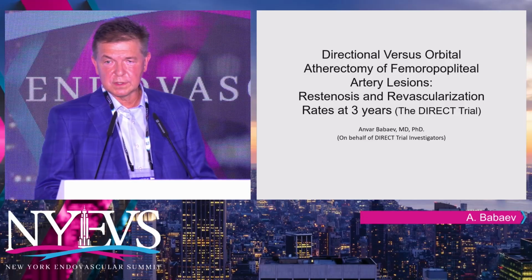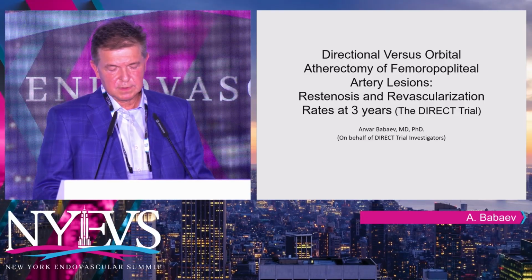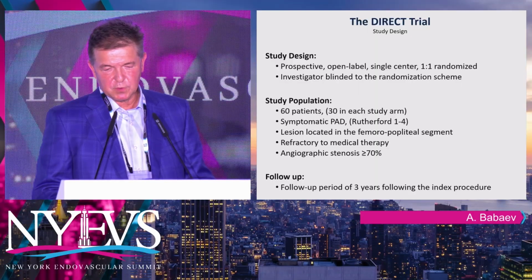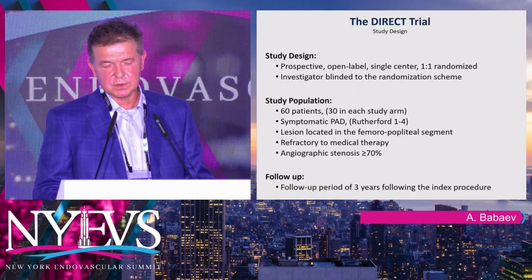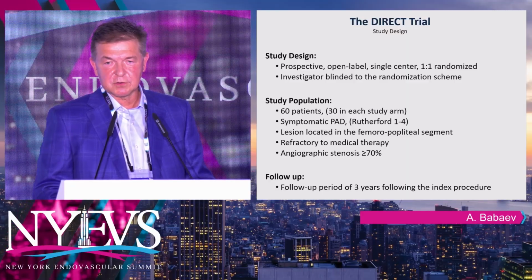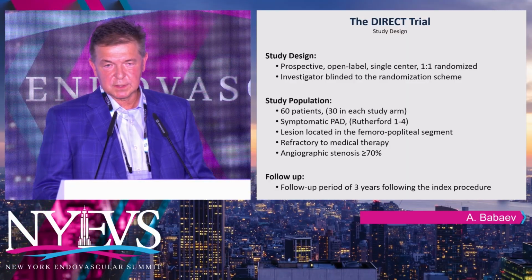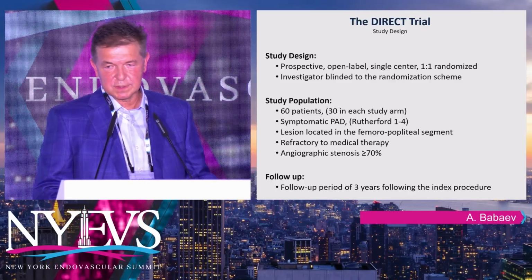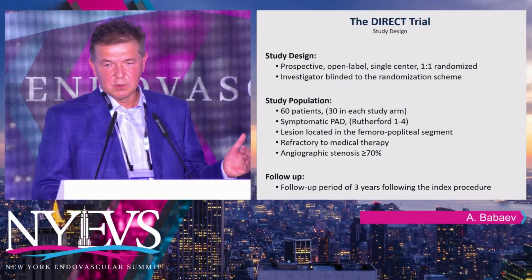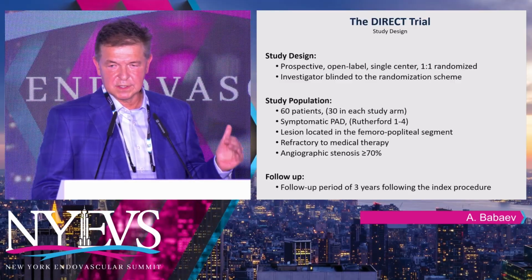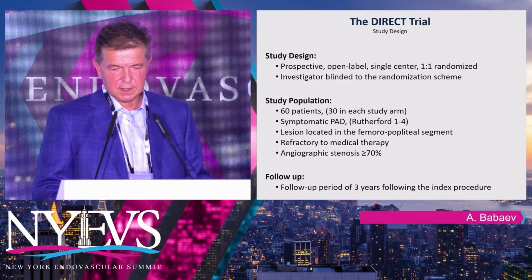At our institution, we did the DIRECT trial, a prospective open-label single-center one-to-one randomized trial comparing orbital atherectomy with directional atherectomy. There were two groups studied. One was treated with orbital, the other one with directional. All patients had IVUS before atherectomy, IVUS after atherectomy, then DCB was used, and IVUS again.